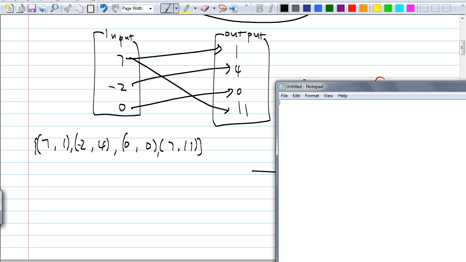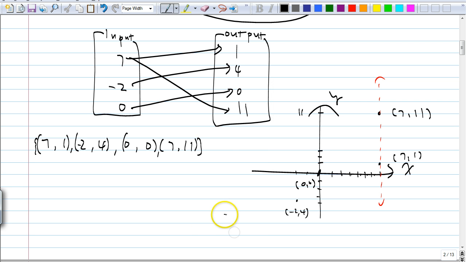What's another way of representing these relations? Well, if you have them as ordered pairs, could you plot them on an x and y axis? Yeah, you could just plot them like this.